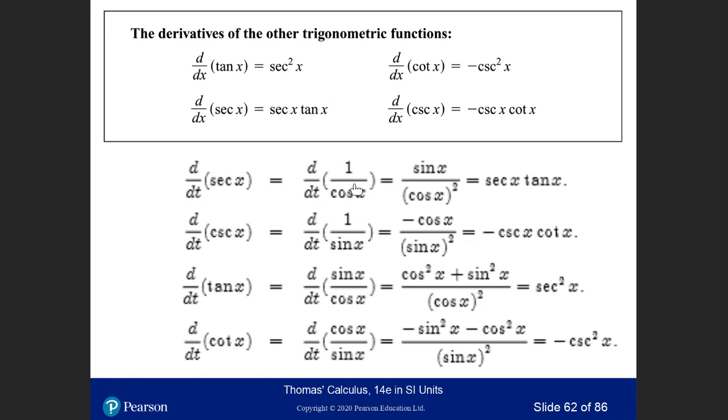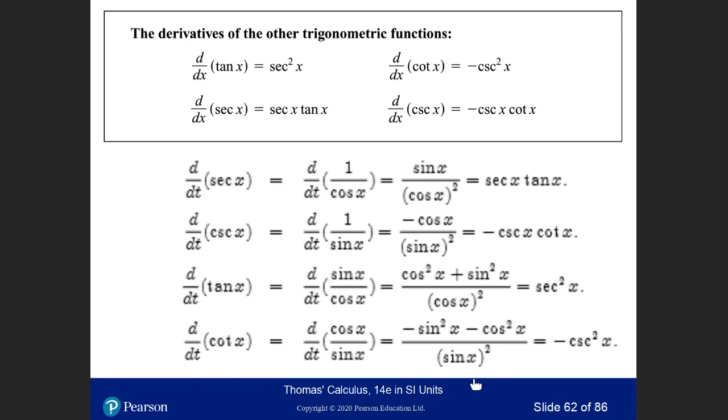Same for secant x. You use the quotient rule. Take the derivative of 1, that's 0, minus the derivative of cosine x, which is minus sine x, so that's sine x over cosine x squared is the derivative of secant x, which we can write as secant x tangent x. A similar derivation is possible for cosecant x. The derivative is 0 minus the derivative of sine x, which is cosine x, over sine x squared. So that's minus cotangent x cosecant x.